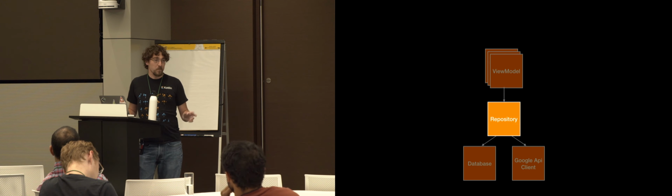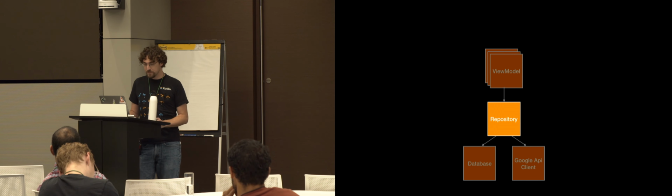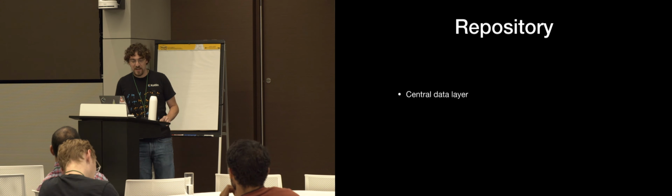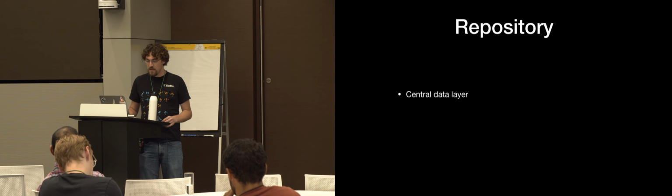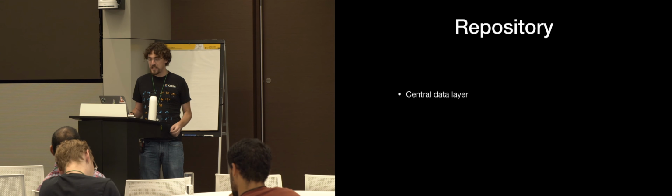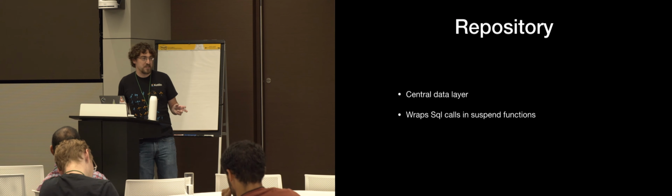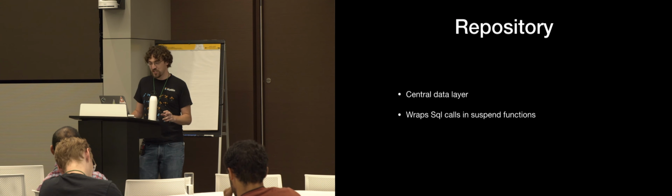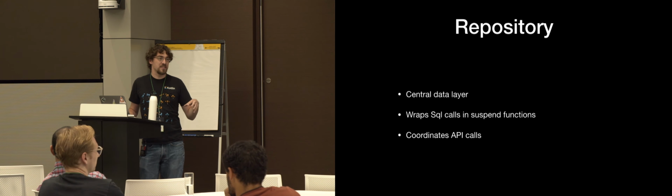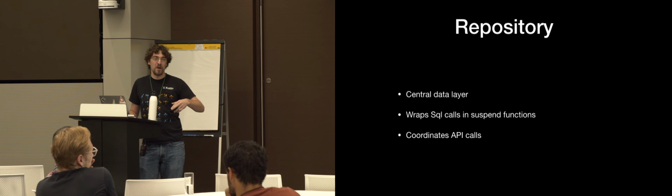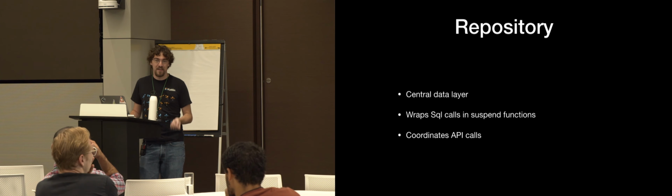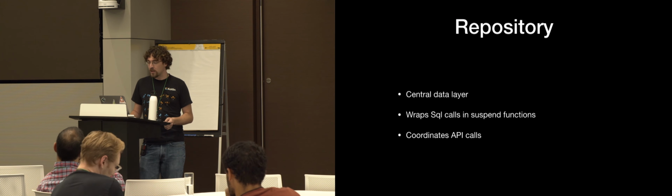So on top of those data sources is my repository layer. That's the central data layer that pulls all these APIs together. It wraps the SQL calls in suspend functions, and it coordinates that geocode process, which actually takes 3 different web calls, so that the view layer only needs to know about one call.